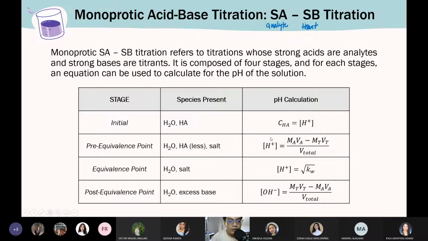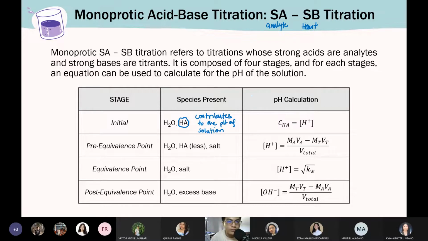So, for the initial, between water and HA, sino yung magko-contribute sa pH ng solution? Diba sabi natin in previous chapters na yung acid, sila yung nag-i-influence ng pH ng solution. So, between water and HA, it is the acid that contributes to the pH of the solution. Siya yung nagko-contribute sa pH ng solution.